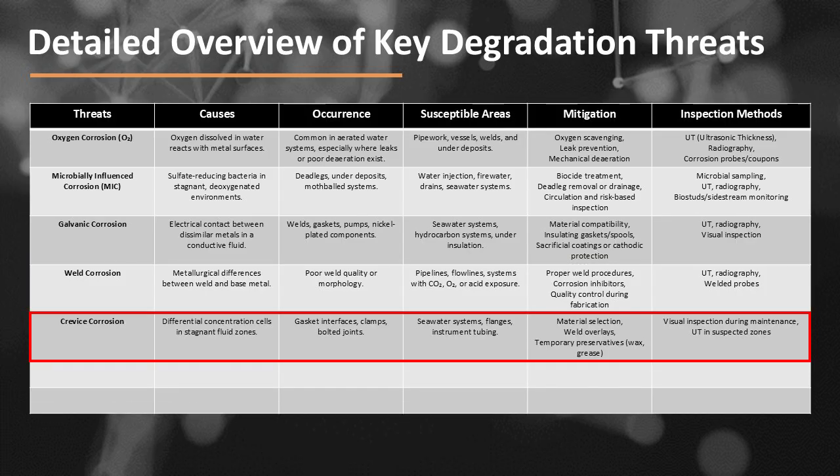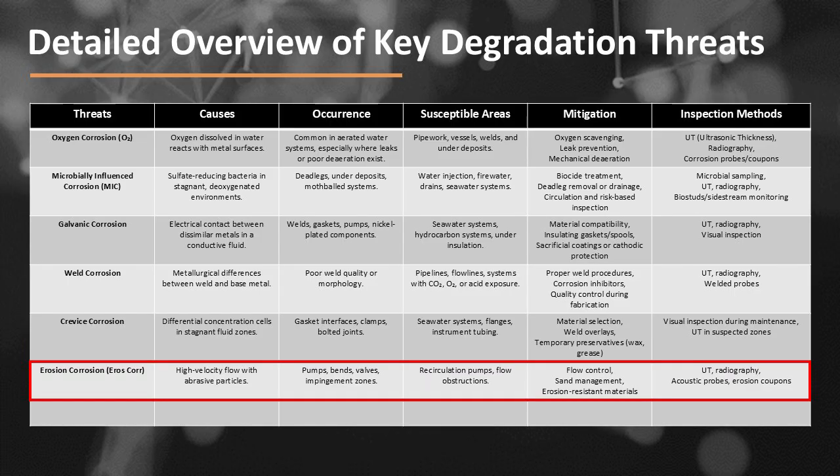When the threat is crevice corrosion, it causes differential concentration cells in stagnant fluid zones. The occurrence of this threat is gasket interfaces, clamps, bolted joints. The susceptible areas of this threat are seawater systems, flanges, instrument tubing. The mitigation strategies for this threat are material selection, weld overlays, temporary preservatives, wax, grease. The inspection method for this threat is visual inspection during maintenance, UT in suspected zones.